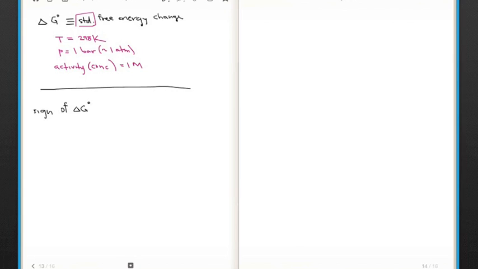So delta G naught, whether it's positive or negative, will tell us something about whether the reaction in question is spontaneous or not. And you can go back into the lecture notes to review, but as we found in class, a negative standard Gibbs free energy of reaction indicates that the reaction in the forward direction is spontaneous, that is, product formation is favored.